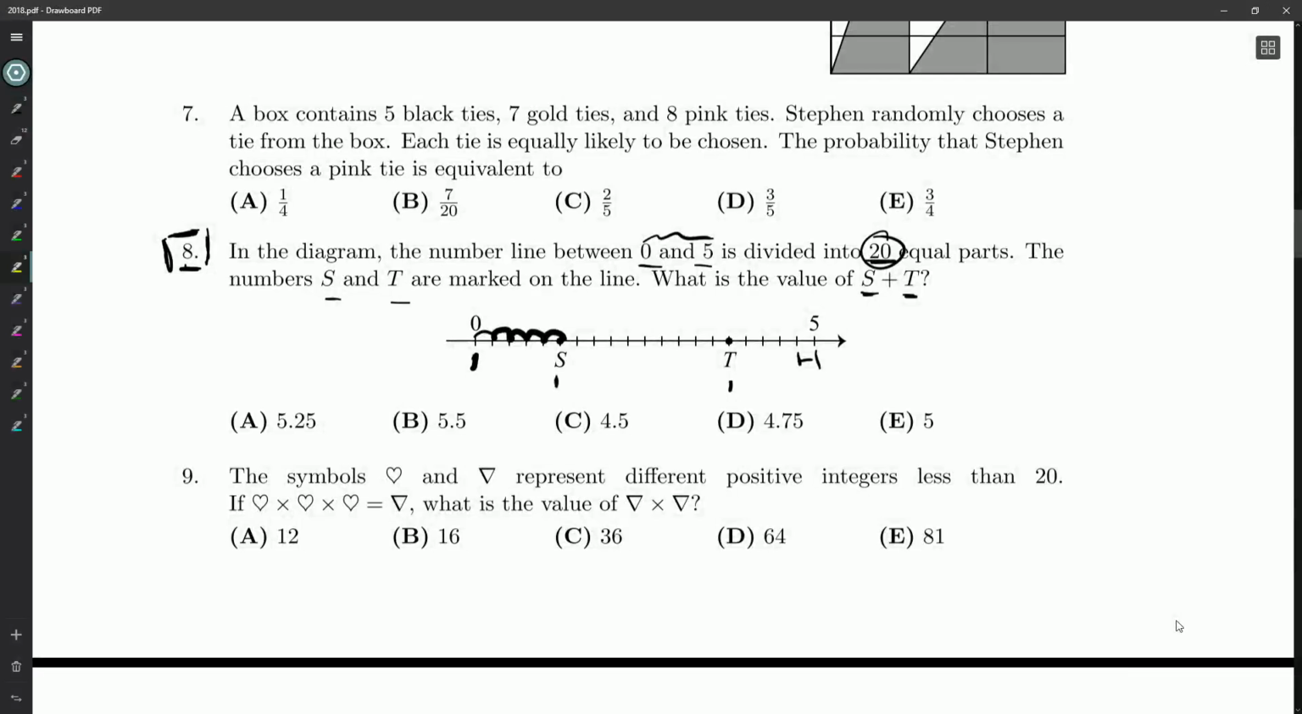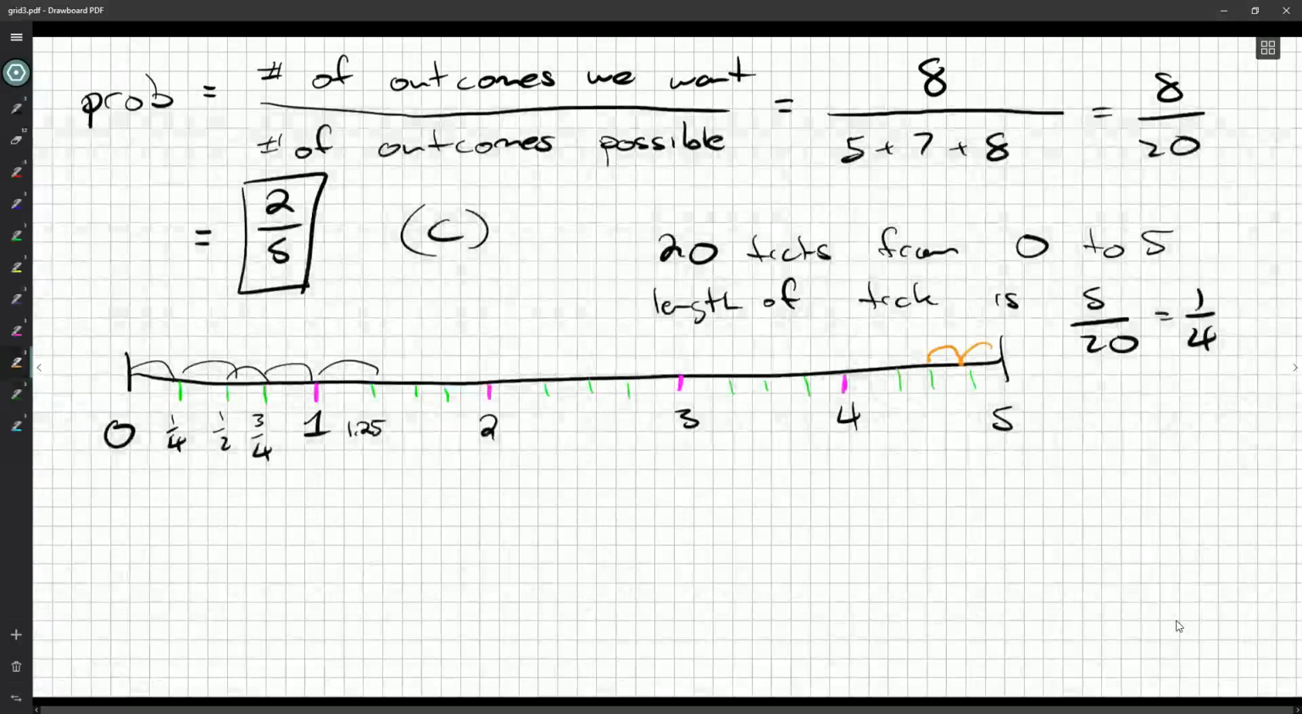Okay, using a different color for t, we go 1, 2, 3, 4, 5, 6, 7, 8, 9, 10, 11, 12, 13, 14, 15. So 15 to get to t. Alternatively, we could say, well, that's kind of a lot. How about we just count back from the other side? So from 5, we go 1, 2, 3, 4, 5. And that might be a little easier. Okay, so we know where t is, and it's just before 4, so it's going to be 3.75, or 3 3/4.